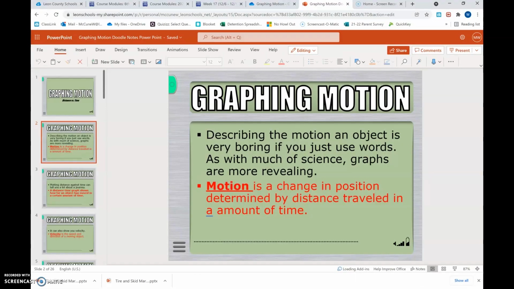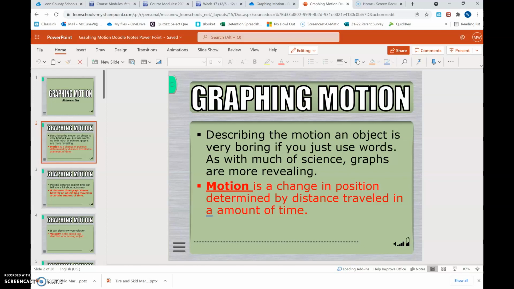Remember, describing the motion of an object is boring if you use just words, but we're going to be using graphs. Graphs are great because they're more revealing. A graph can tell you at a glance what something is doing or what the information means, instead of sitting there and having to try to figure out what's in a data table.